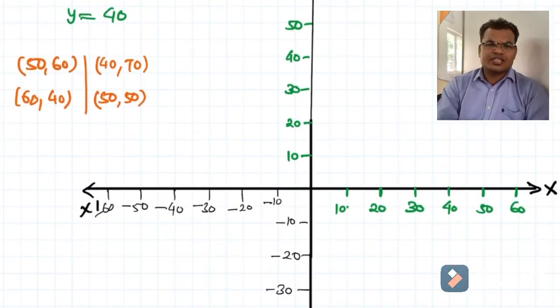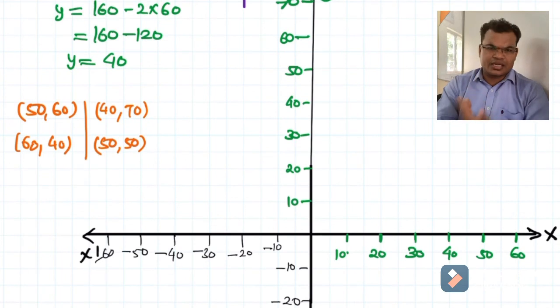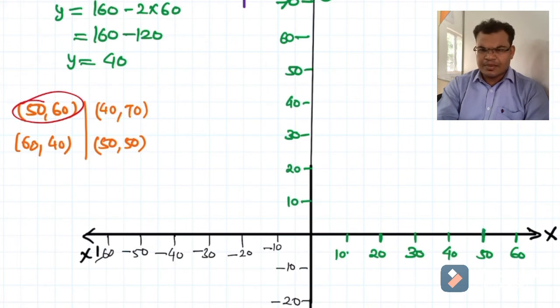Let's start now plotting the graph. First value is 50 comma 60. Where is the 50 on the x-axis? 50 is here, and 60 is the value here. Okay, 50 comma 60, it will intersect at a point. Let me make the intersecting point. Yeah, I got it. So this is 50 comma 60. Okay, the first value is clear to you.